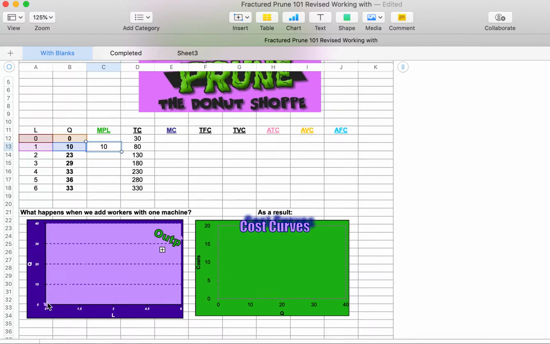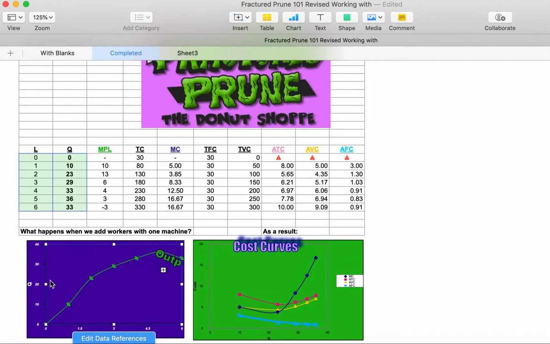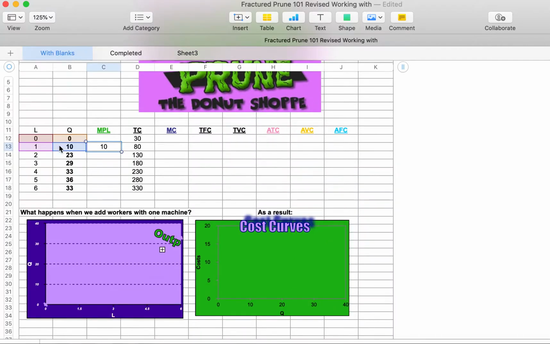Now, if you did this in Excel, I believe you would have had a point come up down here, like that. But there's a ghost in my machine here and it's not doing it. But that was my hope. If not, you could plot a point. With one worker, there are 10 units produced.